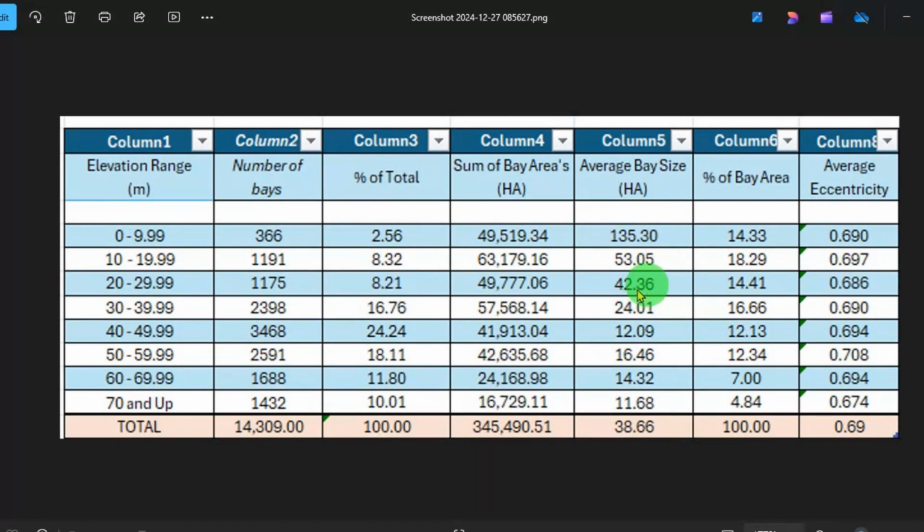And you'll notice the next one up, which has more bays, still have significant bays, is almost half of this one. So this group alone, which is basically 100 feet or 30 meters above sea level, are all much larger in size, relatively speaking, for their group. And then as we go up, they start to get smaller and smaller.